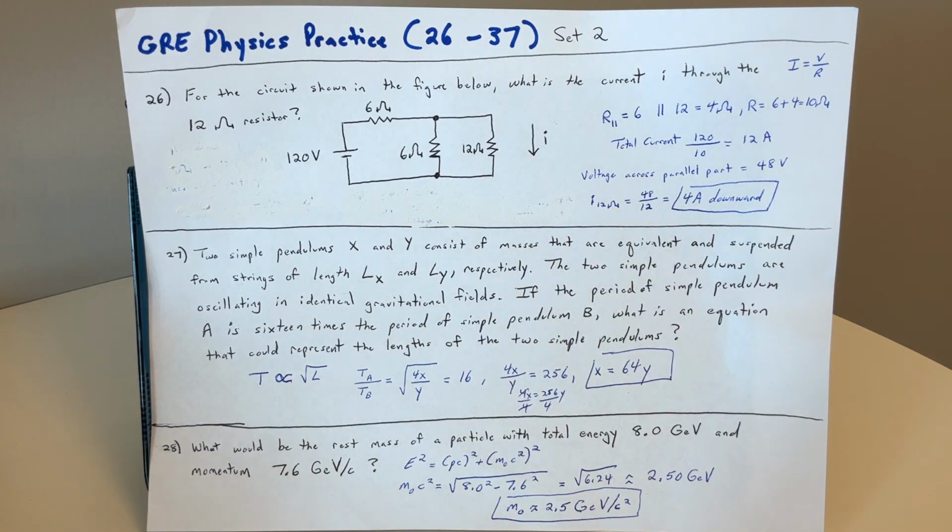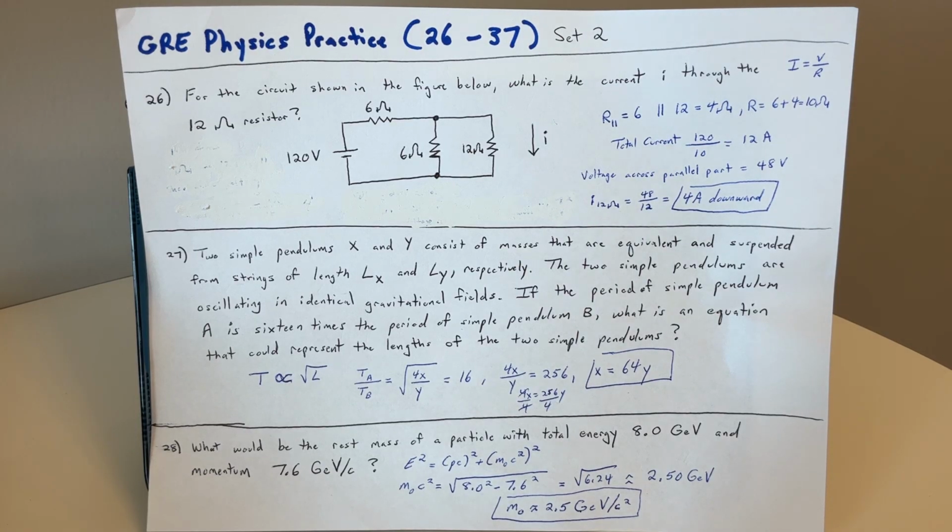27, two simple pendulums, X and Y, consist of masses that are equivalent and suspended from strings of length L sub X and L sub Y, respectively. The two simple pendulums are oscillating in identical gravitational fields. If the period of simple pendulum X is 16 times the period of simple pendulum Y, what is an equation that could represent the lengths of the two simple pendulums?